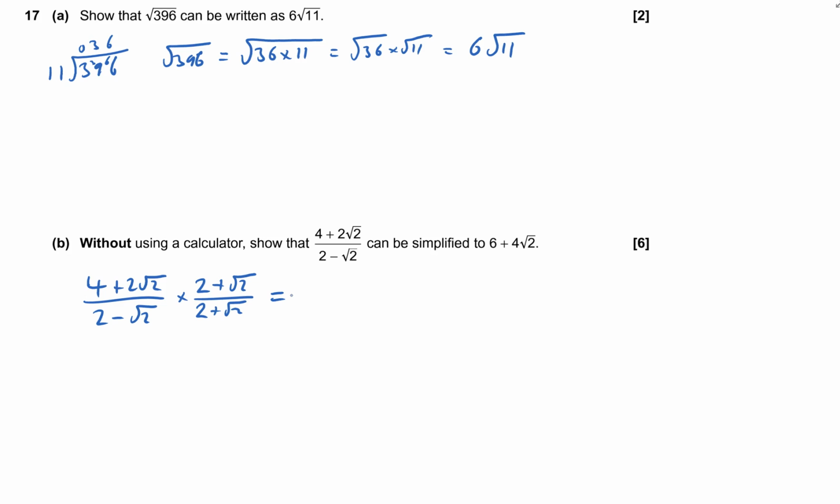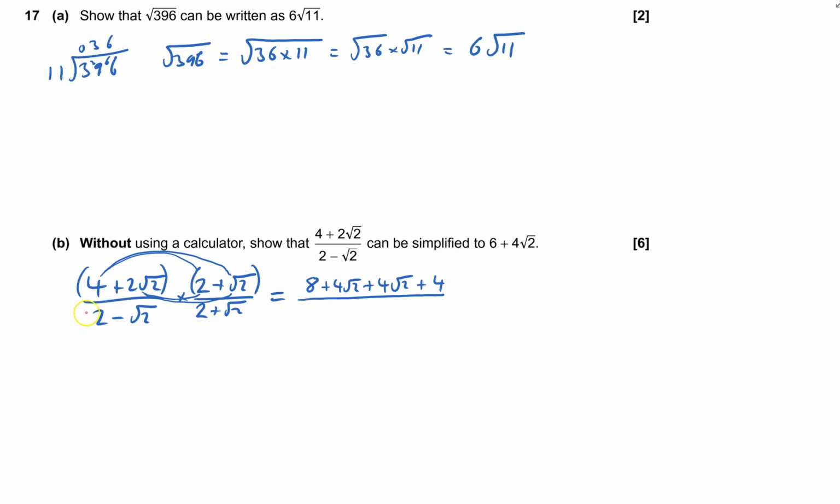And now when I'm doing this, I'm going to put brackets around here because I always find it easier, and times the tops together. I'll do that first. And so that will be 4 times 2, which is 8. So I'll put a line here. I'll do the bottom in a different colour. So 4 times 2 is 8, and then plus 4 root 2. And then plus another 4 root 2. And then finally, 2 root 2 times root 2 is 2 times root 2 times root 2, and the root 2 times root 2 becomes 2. So that will be plus 4.